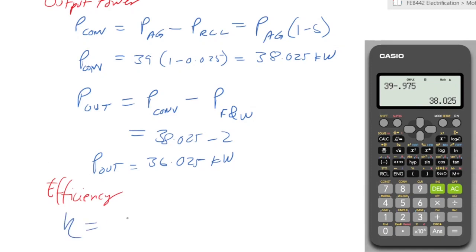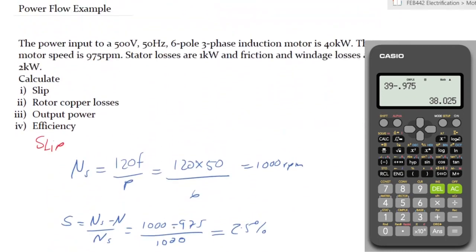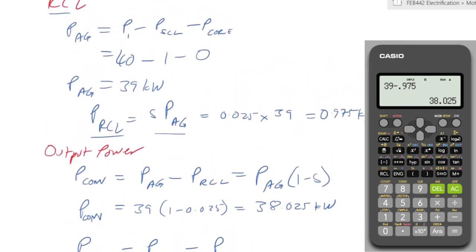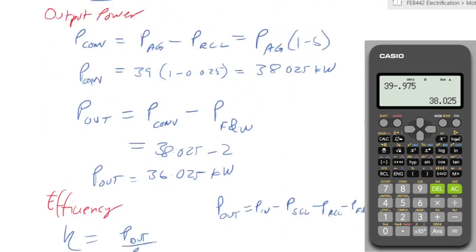Yes. Go ahead. Can we get the power output by subtracting the power input minus all the losses? Yes, you should. Actually, let's do that experiment. I'm actually curious. So P out is equal to P in minus P SCL minus P RCL minus P F and W minus P. What was the other? There's another. That's it. Yeah, core losses was 0.